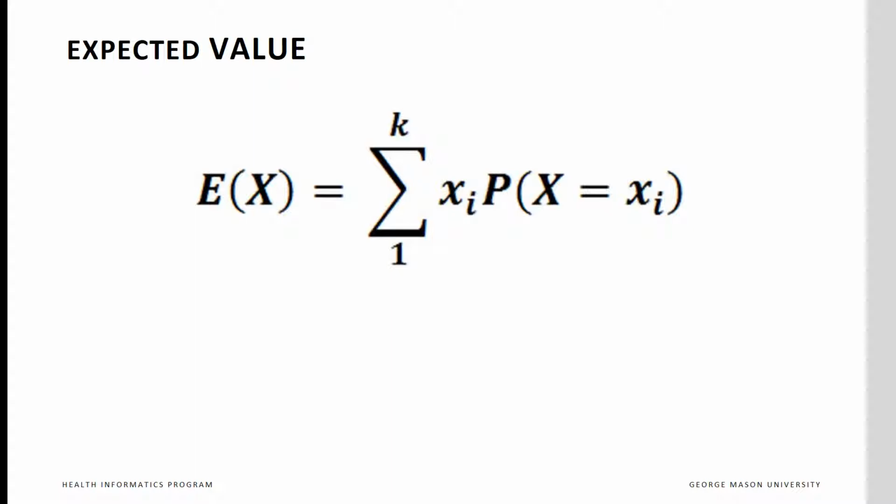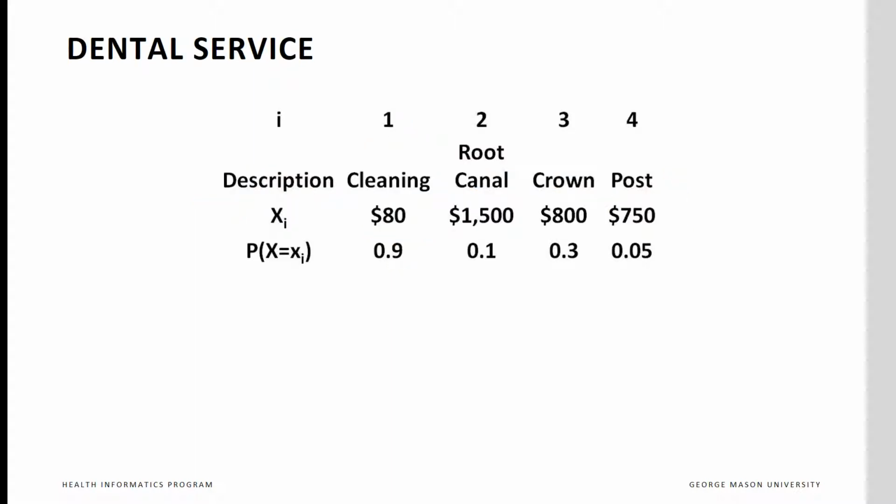The expected value of discrete random variables is calculated by summing the product of the probability of the event times the value of the event. In this example, the charges for cleaning, root canal, crown, and post are shown for a dental clinic. The probability of a patient needing any one of these services is also shown. What is the average revenue per patient to this dental service?